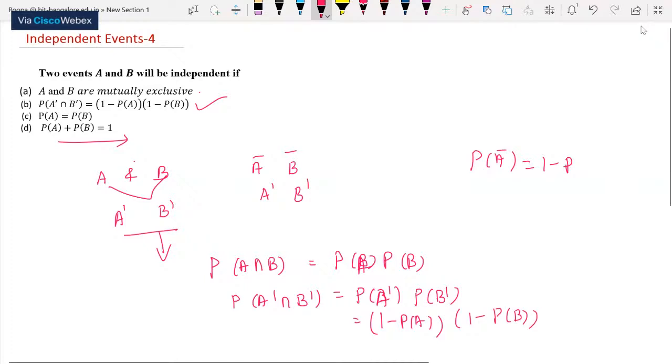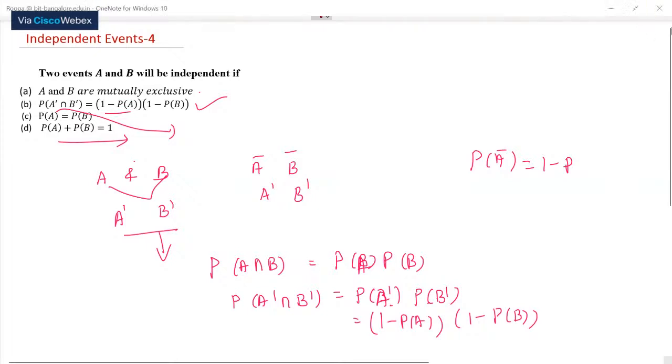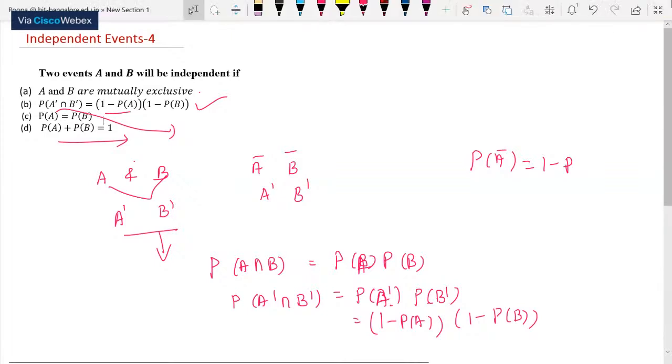Please take care: if A and B are independent, it means the corresponding complements are also independent. What's the formula? You just apply the formula for this. Probability of A prime into probability of B prime. That can also be written as 1 minus P of A into 1 minus P of B. So we have to observe carefully and choose the correct answer. I think Saujanya is clear. How is answer option B correct?